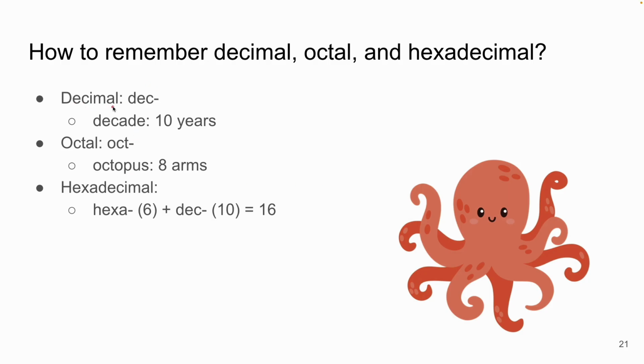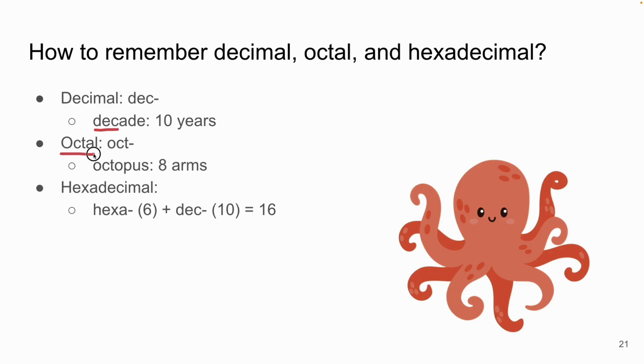So to remember decimal means 十进位. You just need to understand what the DEC stands for. I believe most of you know this word, right? Decade, right? Decade means 10年, 10 years. So decade also has DEC. So you know that the meaning of DEC is 10. So decimal means number base 10, based on 10.